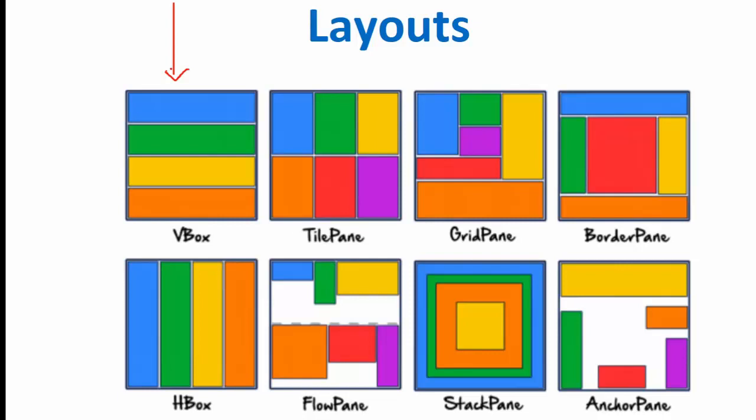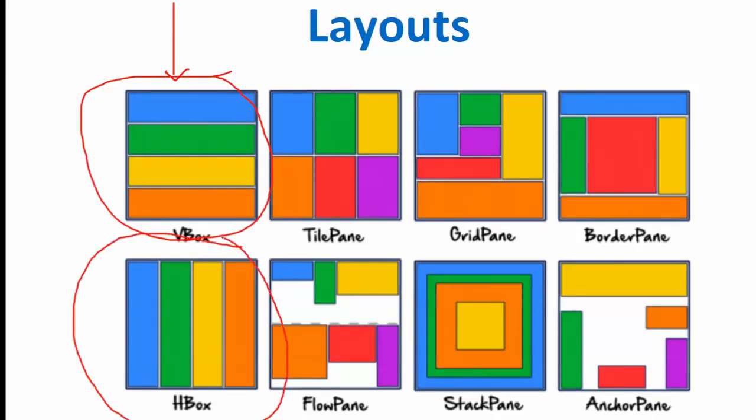Right. For example, VBox will put all the things in one column. HBox, V for vertical, H for horizontal, will put all of them in one horizontal line. This is not the only thing. There are many other layouts, not even these.